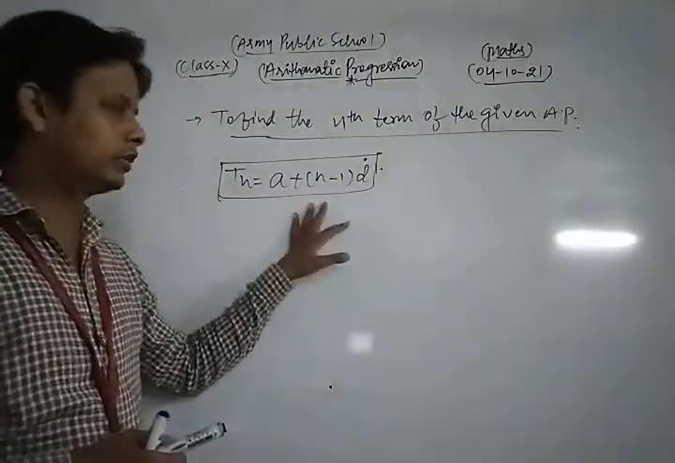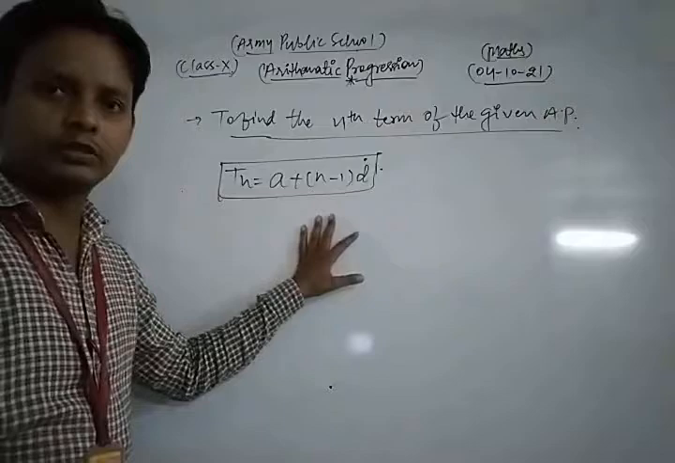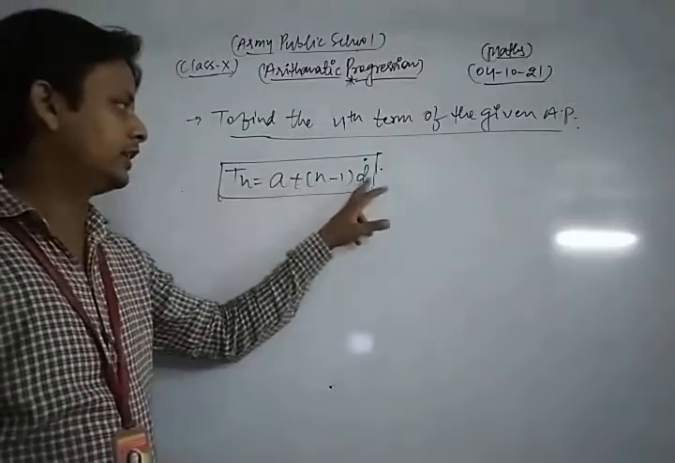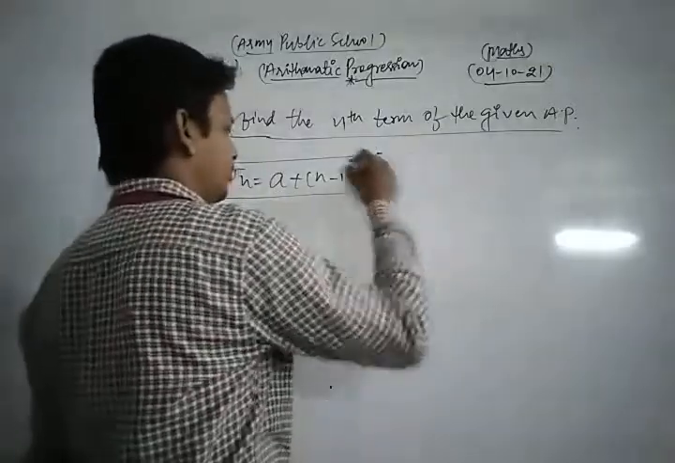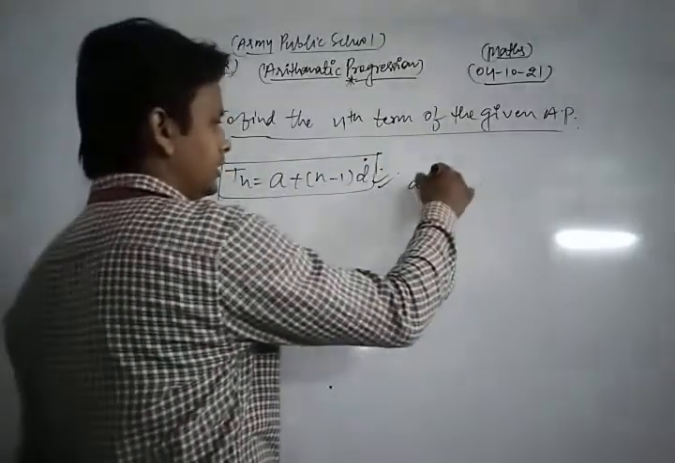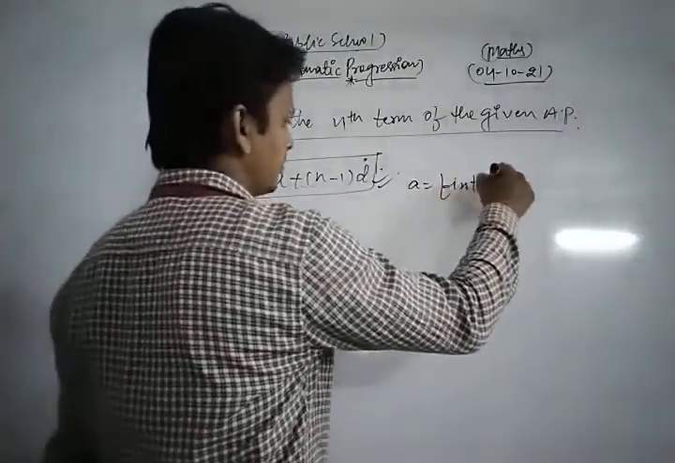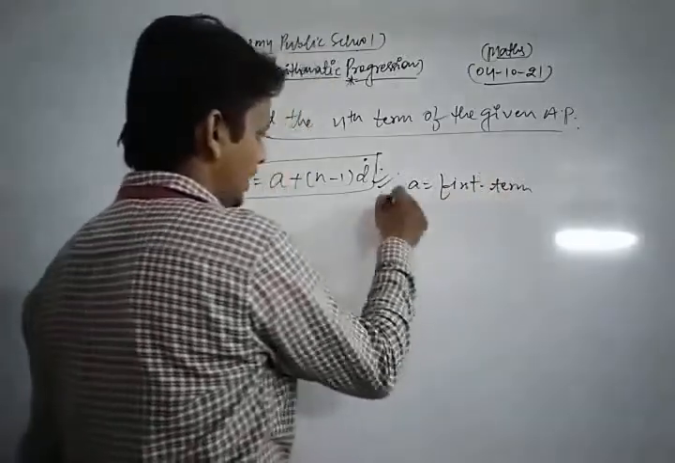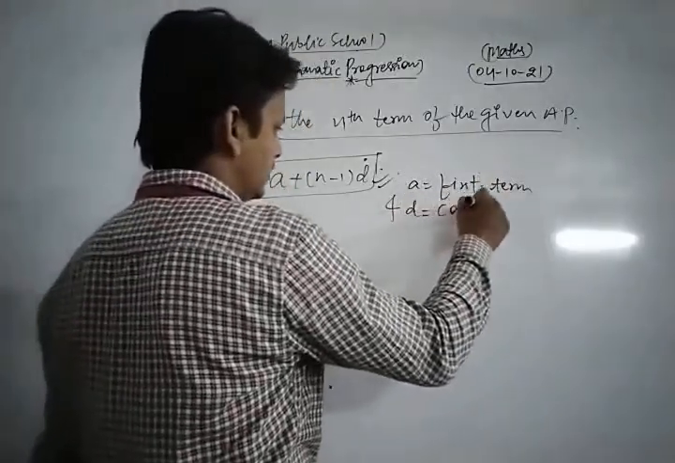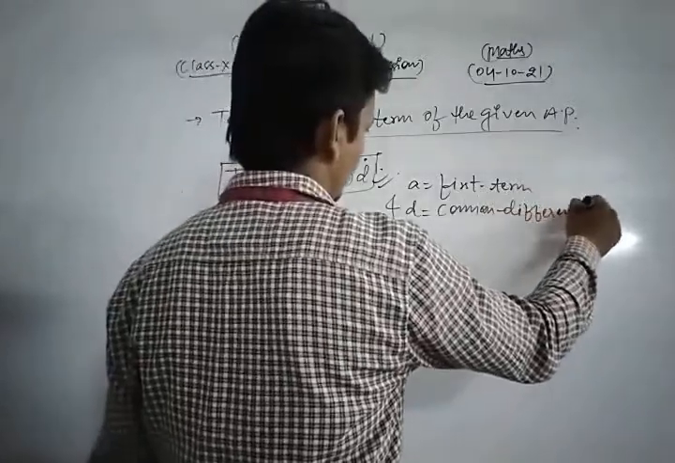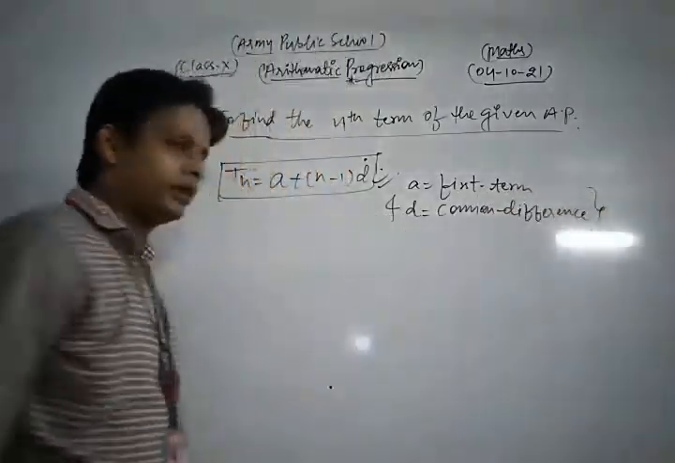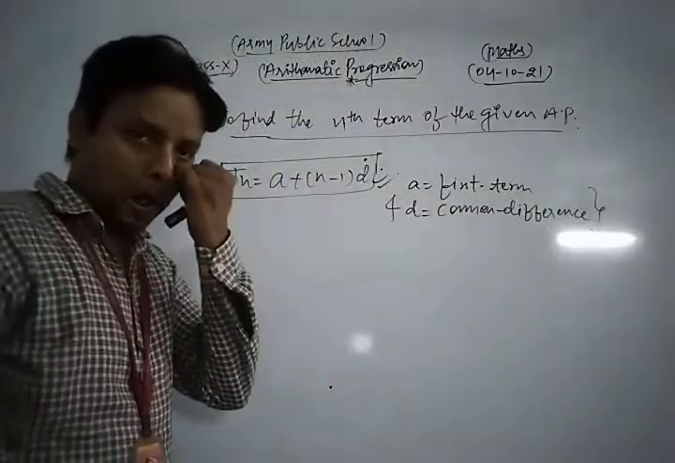This is the formula to find the nth term of the given AP, where a is your first term and d is your common difference. Okay, this is a very important formula. Here a is the first term and d is the common difference.